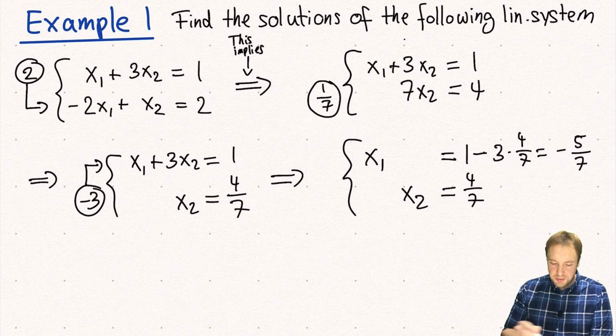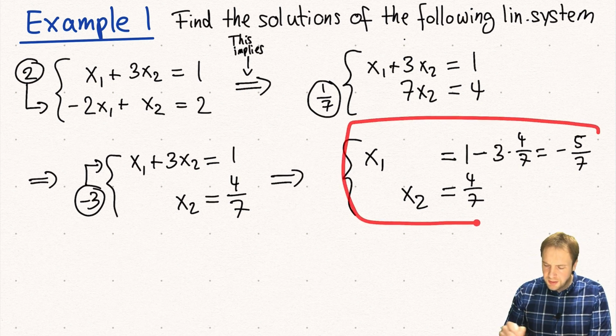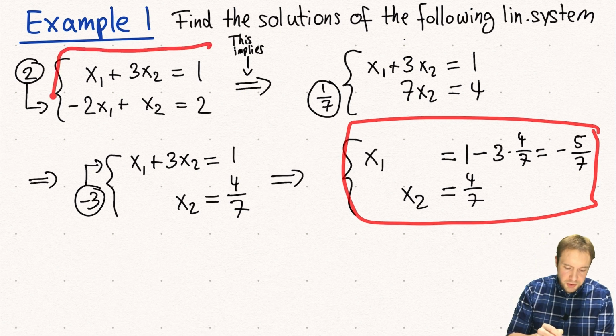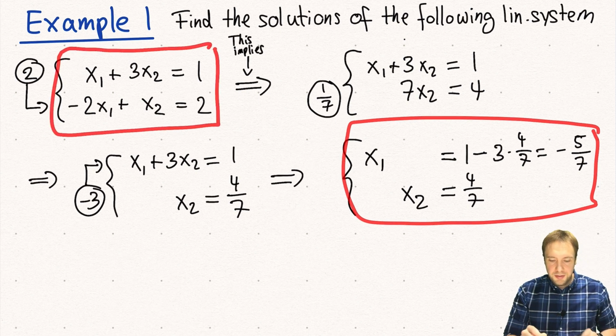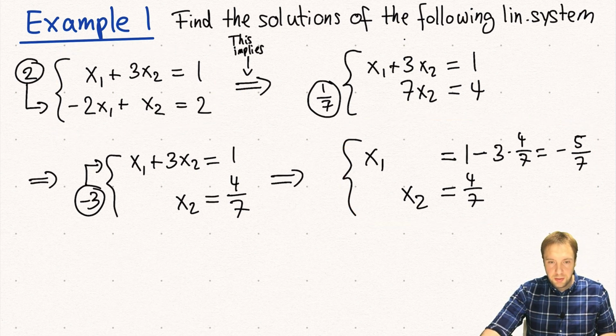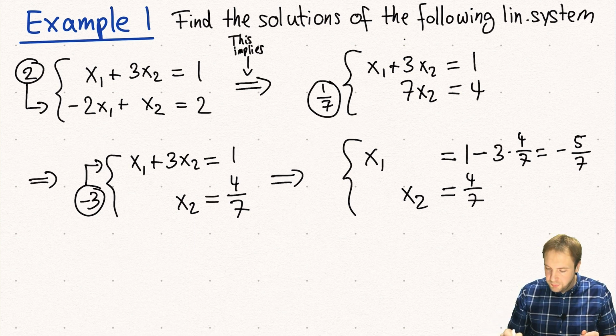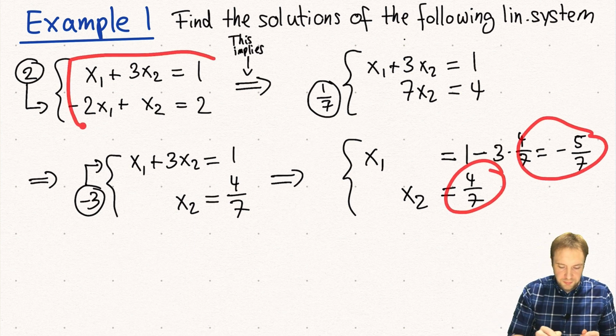But now the question is, is this actually a solution to the original linear system? In other words, do these two numbers actually satisfy these two equations?